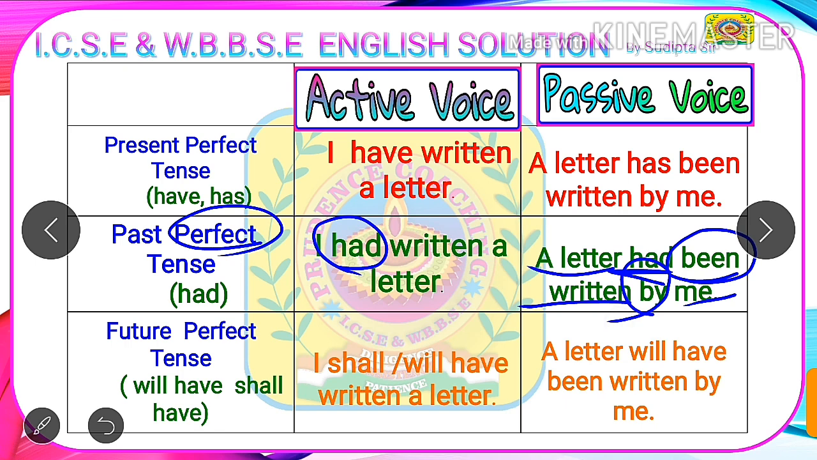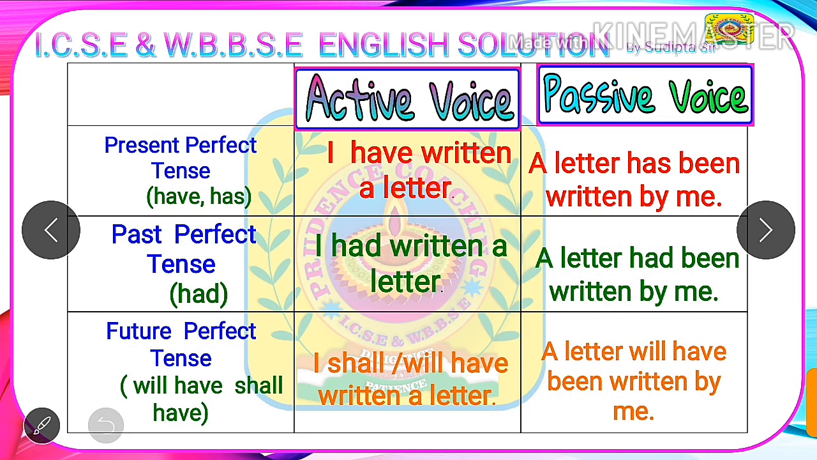Students, we will remember always that we will use been in perfect tense after have, has or had, not before have, has or had. So you see, here after has we have used been, and here after had we have used been. Our next example is, I shall or will have written a letter.